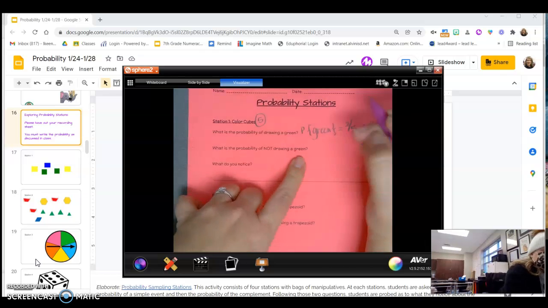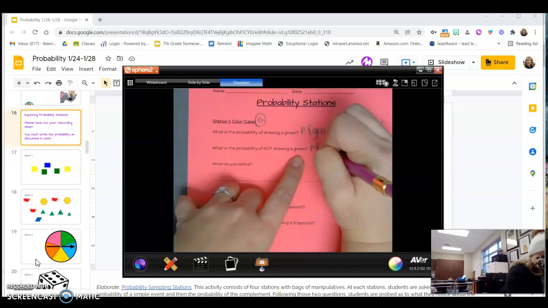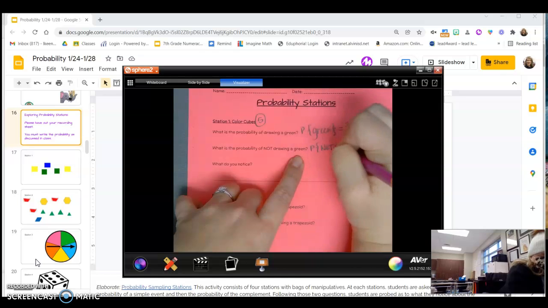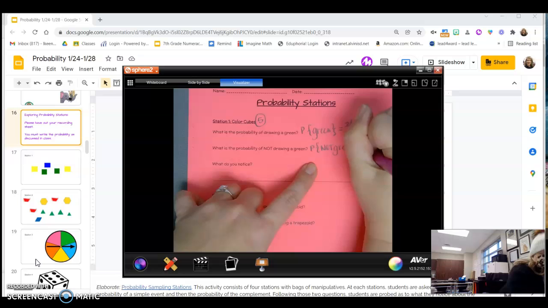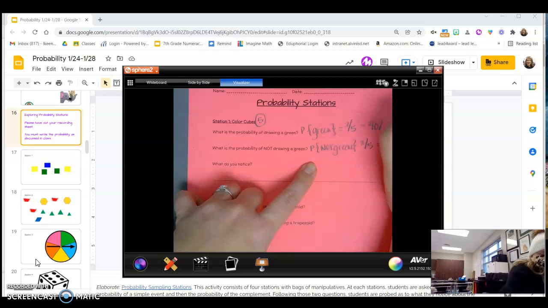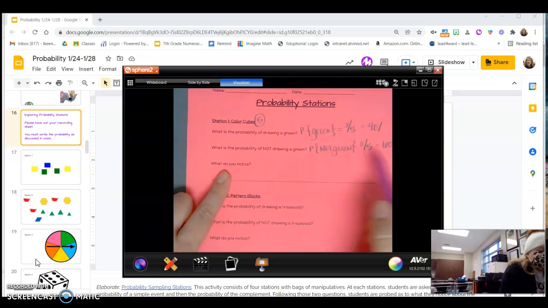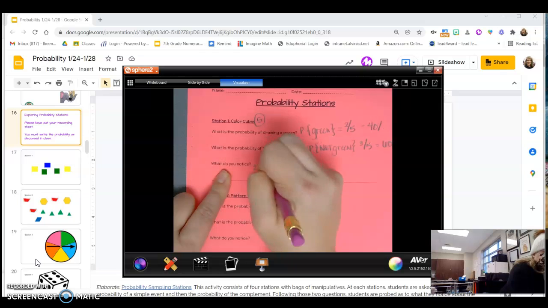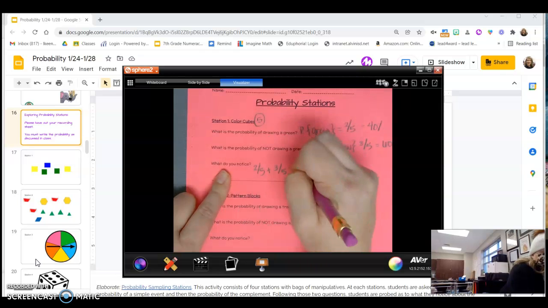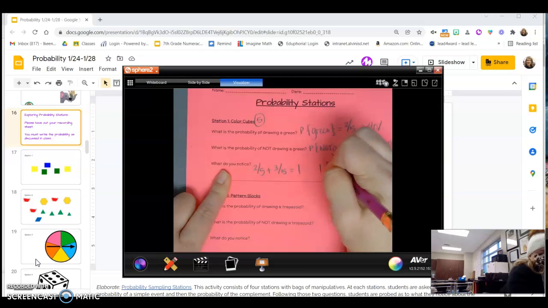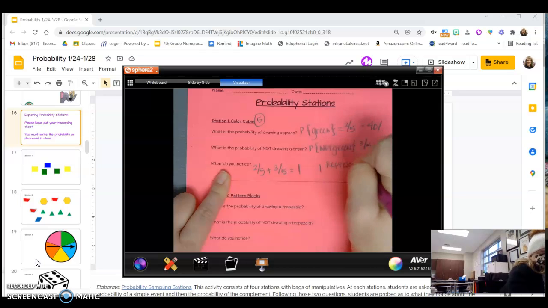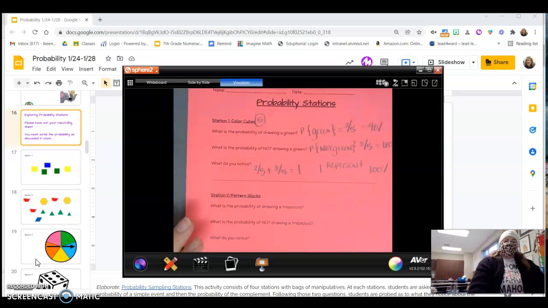The probability of not drawing green, so the probability of no green. Colors other than green would be yellow and blue, and those are 3 out of 5, and 3 out of 5 is equal to 60%. So what do you notice? Well, you should notice that 2/5 plus 3/5 is equal to 1, and that 1 will represent 100%, because 40 and 60 will also give you 100%. All right, let's move on to the next slide.